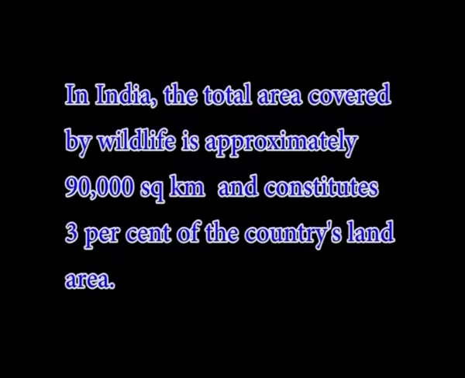There are vast variations in geography, climate and vegetation in India. As a result, there is exciting diversity in habitats, animals and birds. In India, the total area covered by wildlife is approximately 90,000 square kilometers and constitutes 3% of the country's land area. Flora and fauna.